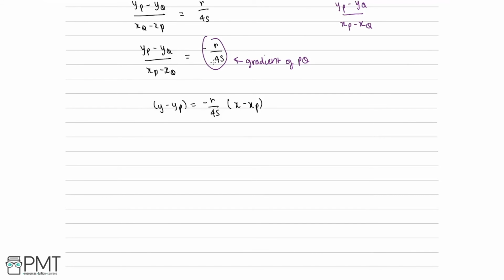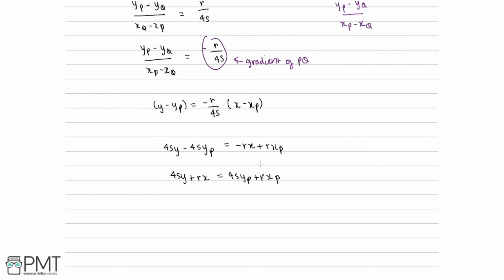Let's multiply both sides by 4s and multiply out this right hand side bracket to give you 4sy minus 4syp is equal to minus rx plus rxp. And now let's move the terms with p's onto the right hand side and the terms without p's on the left hand side. So we have 4sy plus rx is equal to 4syp plus rxp.